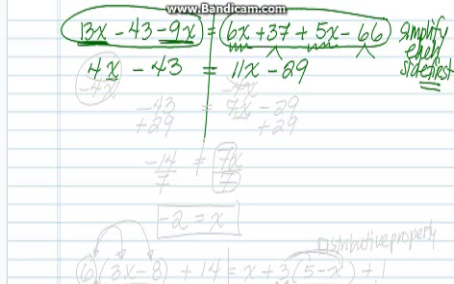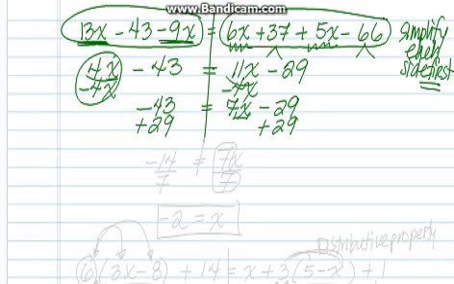So when I look at this, I can move either the 4x or the 11x to try and be with each other on one side. Often I'll take away the smaller value to try and maintain positive numbers, but it doesn't really matter. Right now I'll subtract 4x, so that gets me 0. I have negative 43 is equal to 7x minus 29. So in order to get this x alone, I will add 29 to both sides of my equation, which leaves me with negative 14 is equal to 7x.